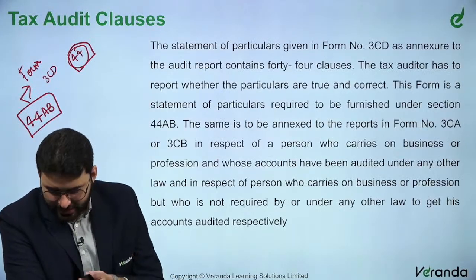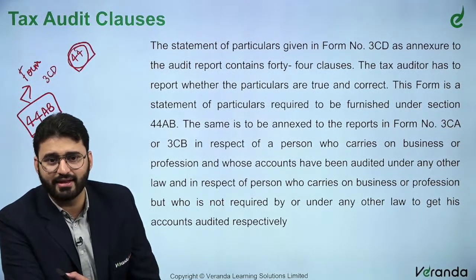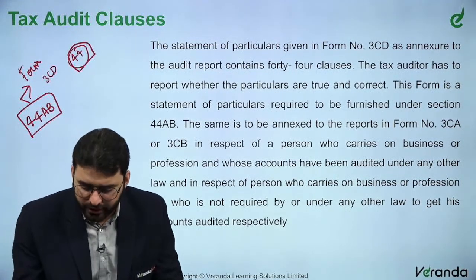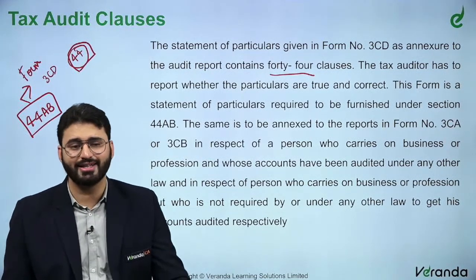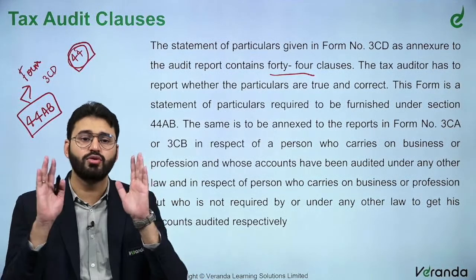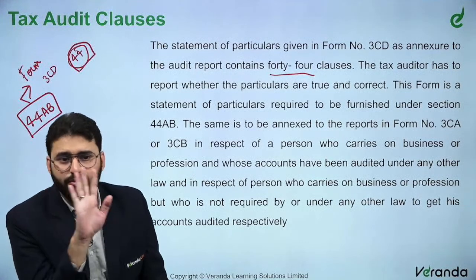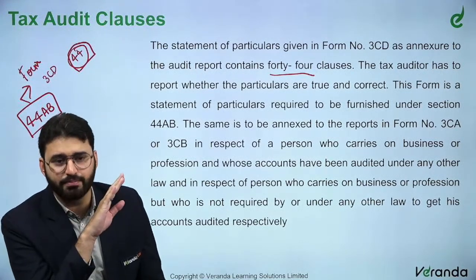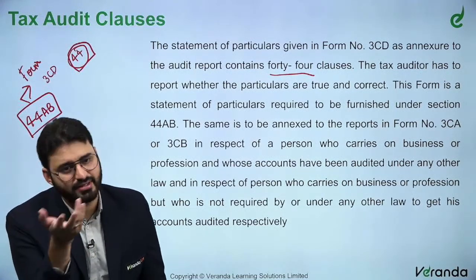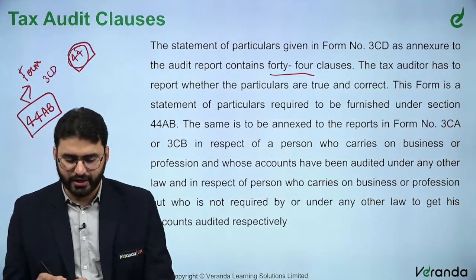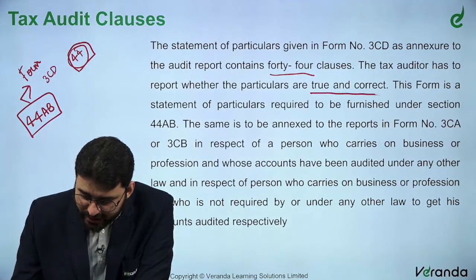So let's give a brief background. The statement of particulars given in Form 3CD as annexure to the audit report contains 44 clauses. The tax auditor has to, who's the tax auditor, sir? The tax auditor and the statutory auditor can be 2 different people. Absolutely yes. The appointment of the tax auditor does not require the shareholders' approval, unlike your Companies Act auditor, that is a statutory auditor. Tax auditor can be the same person, can be a different person also. The tax auditor has to report whether the particulars are true and correct. Sir, not true and fair, it is true and correct.